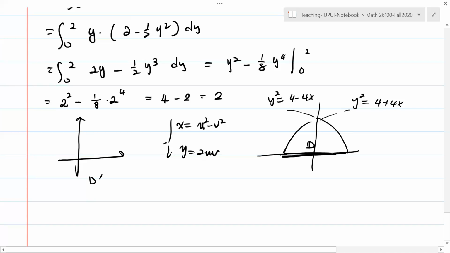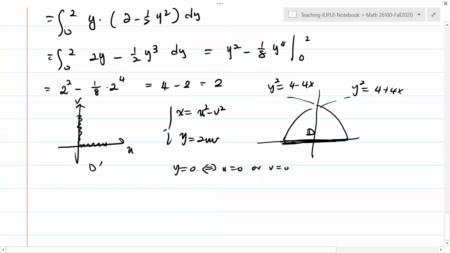Let's look at y equals 0 if and only if u equals 0 or v equals 0. So u equals 0, v equals 0, that's the u and the v axes. Okay, u equals 0 or v equals 0. These are the two sides. Those two sides are sent to a portion of the x-axis. Then you will see that x.